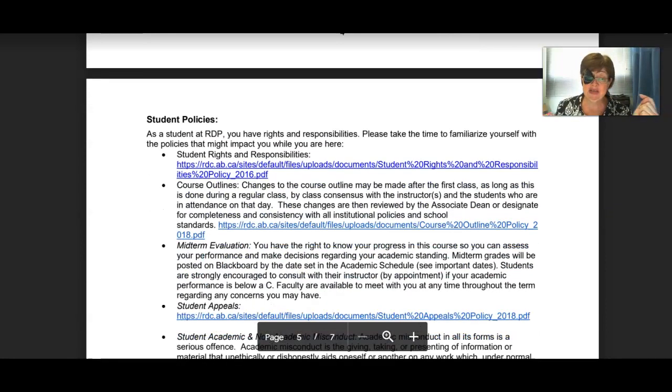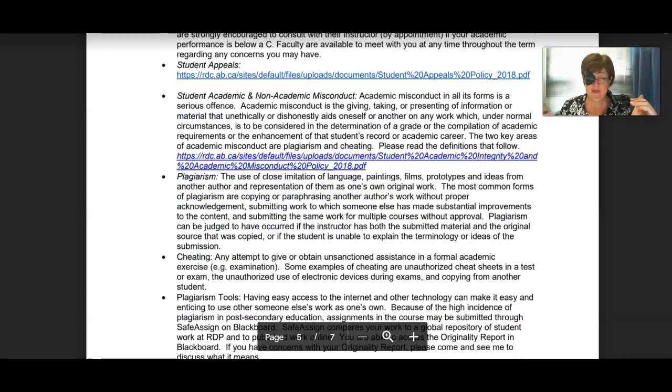You also have rights and responsibilities, and those rights and responsibilities are to show up, to be present, and also I expect honesty. I want it to be your work for this course, not stuff you've handed in before. Okay, and so there's information there.